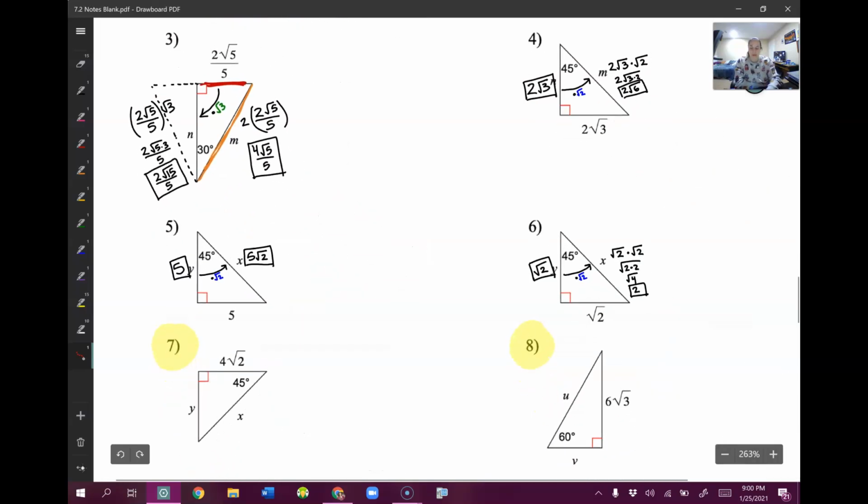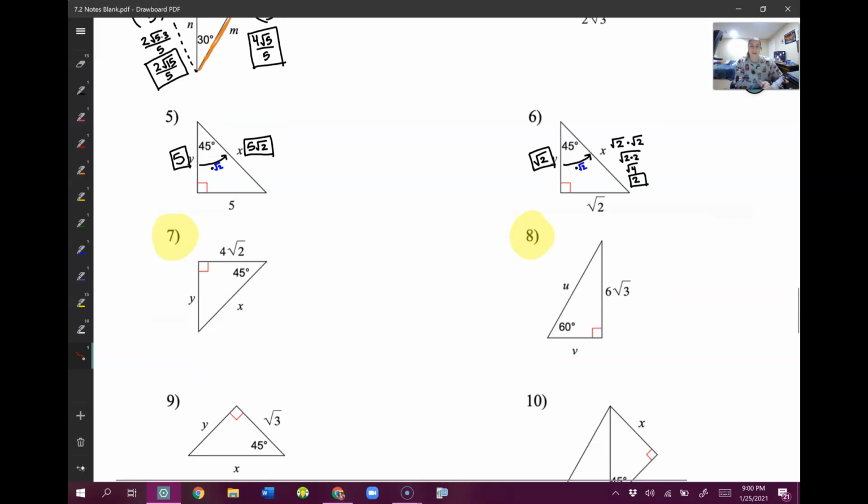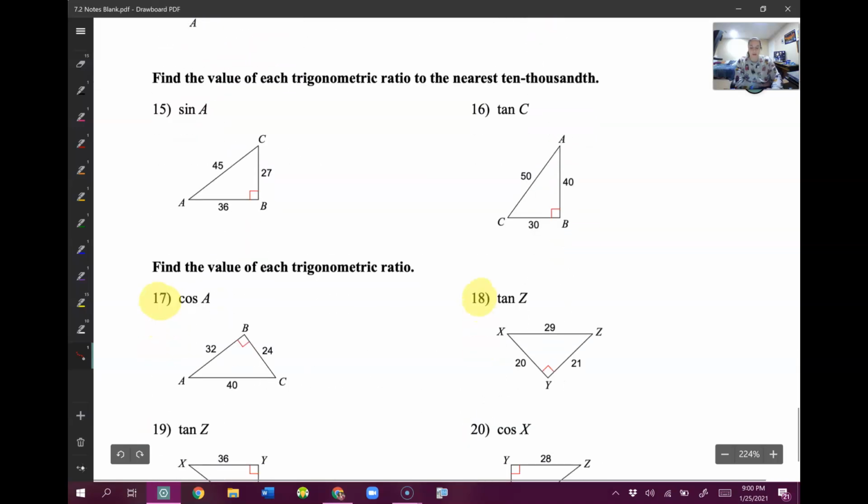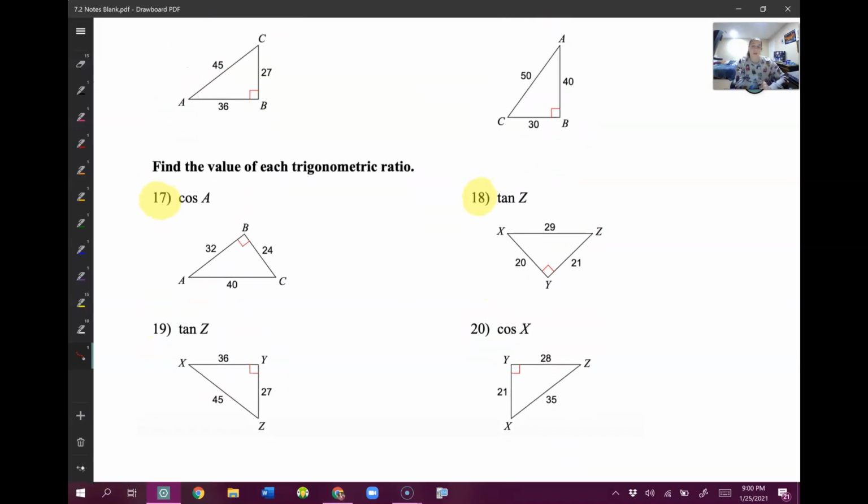And now you should be able to do number 8 on your homework assignment. You also have 2 other problems for your in-class practice for homework. If you turn the page, you also need to do 17 and 18. But that should be it for 7.2.